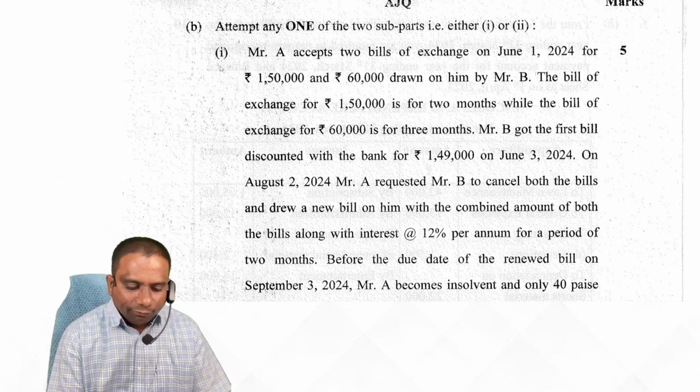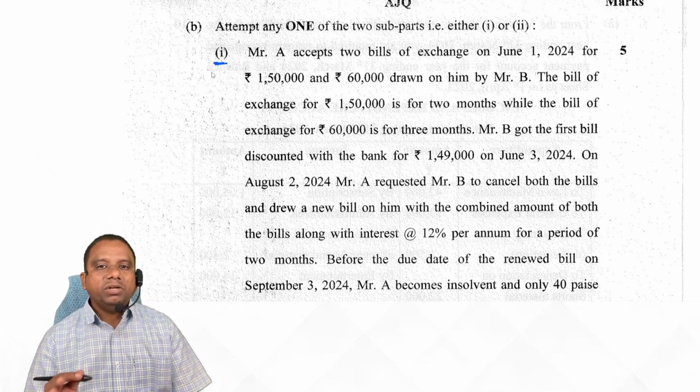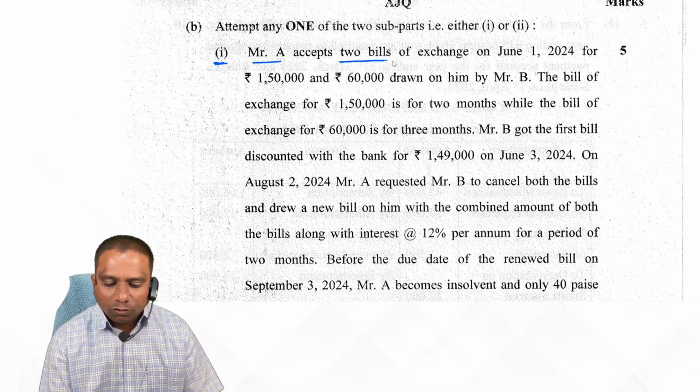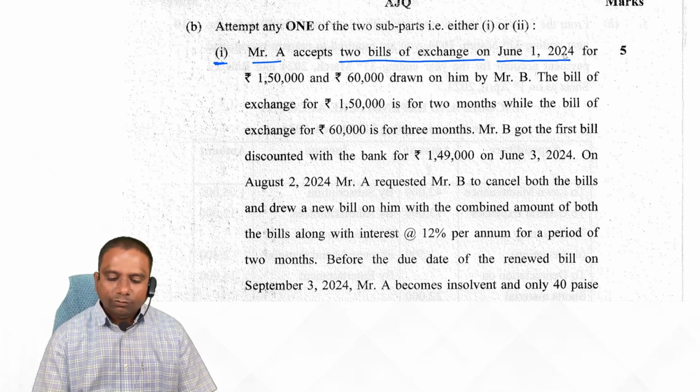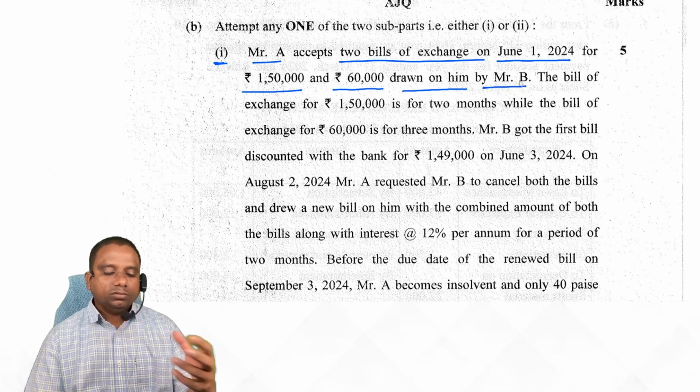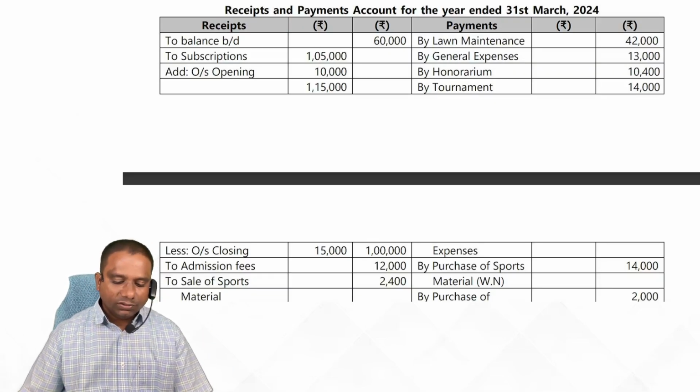5b. In that first one, it is a question on bills of exchange. Observe. Mr. A accepts two bills of exchange on June 1st, 2024 for 1,50,000 and 60,000 drawn on him by Mr. B. So, two bills now. So, entry for two bills.